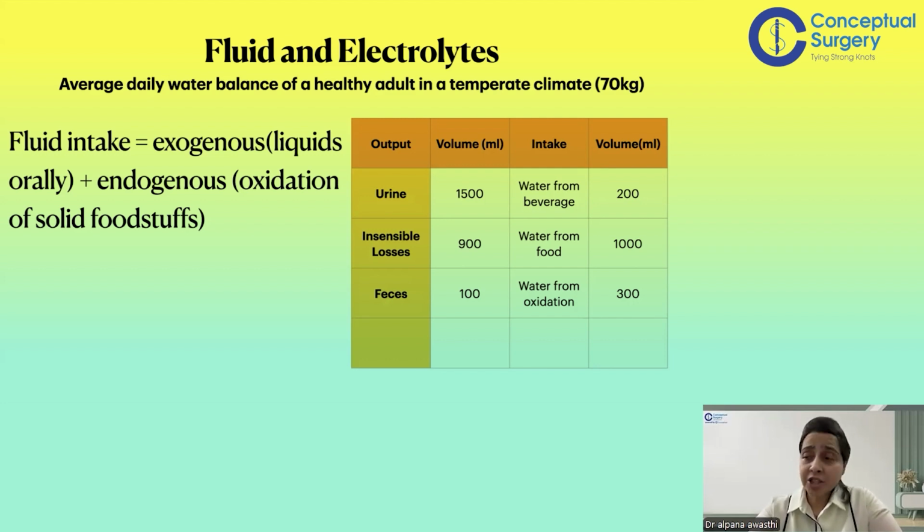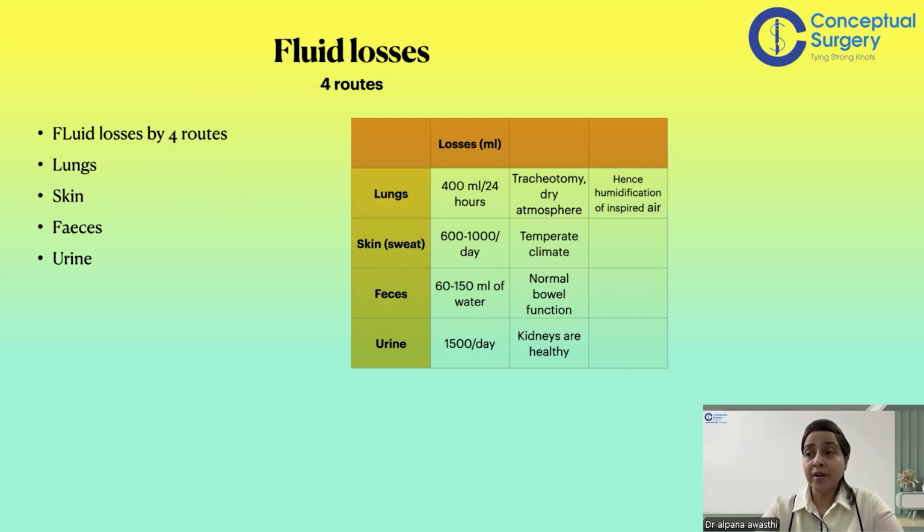But the excretion is also systematic. Urine can be 1500 ml per day. Insensible losses, like losses from your skin, can be around 900 ml, and losses from the motions, that is the feces, can be 100 to 150 ml. This is important. This is the tabular form of a normal individual.